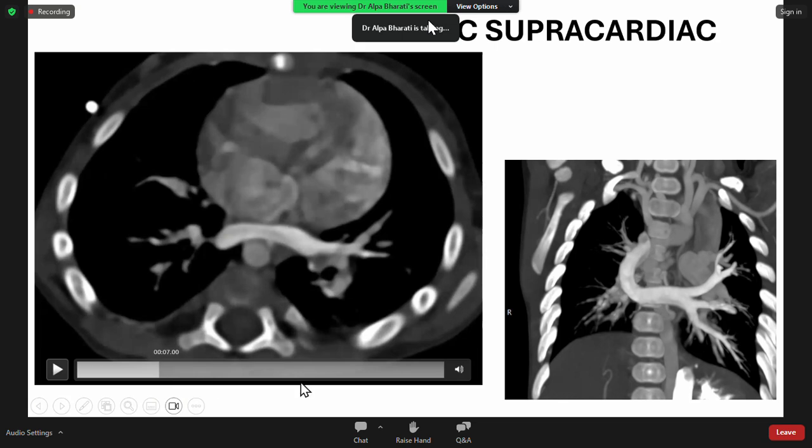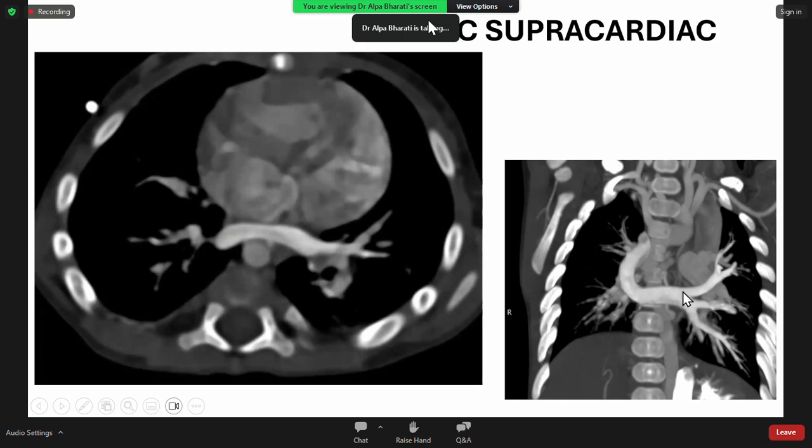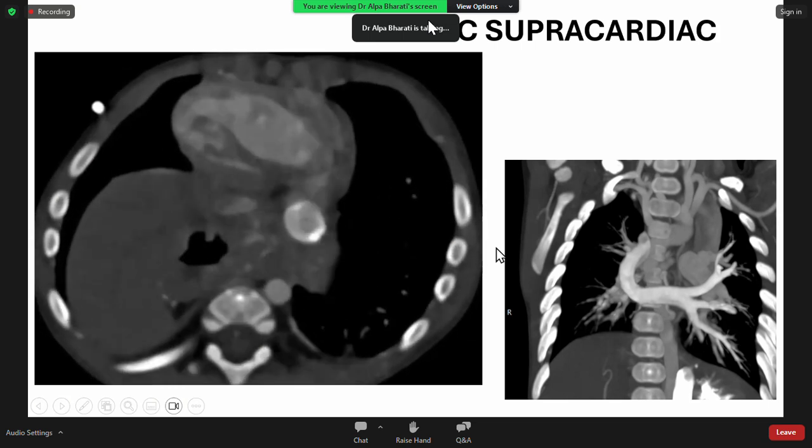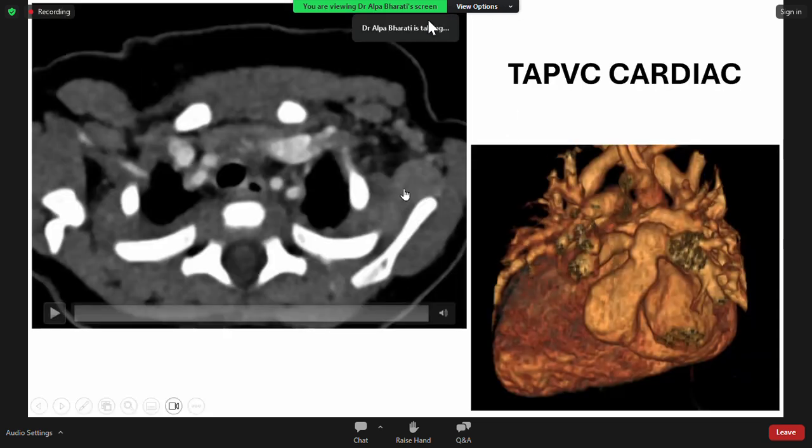Again, there is no obstruction. You can see the vein very nicely on the map image. So you can see that there are three veins here. I can't put all the three in on the same map image, but there was bilateral right lung morphology. So this portion becomes the common chamber. Now, this is a cardiac type of TAPVC.